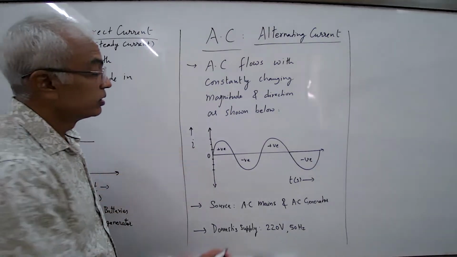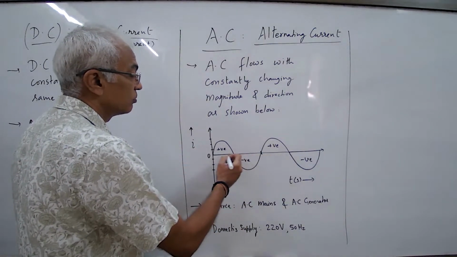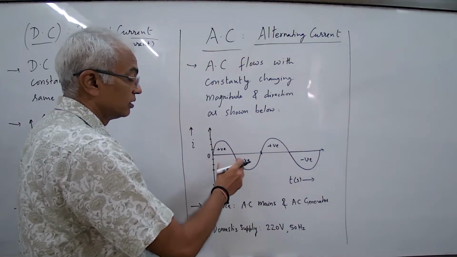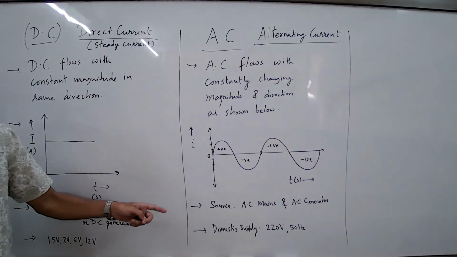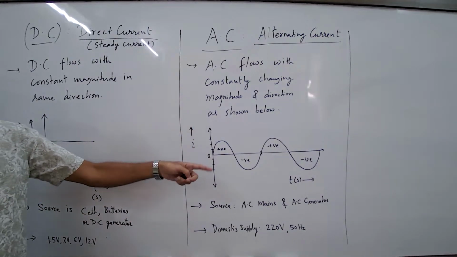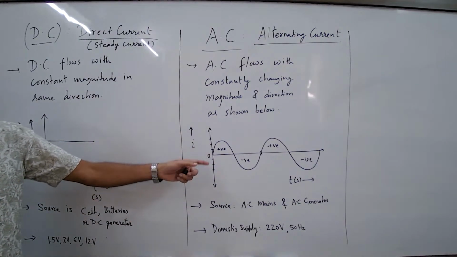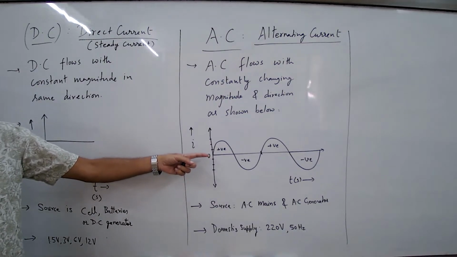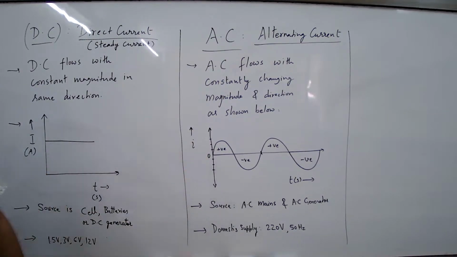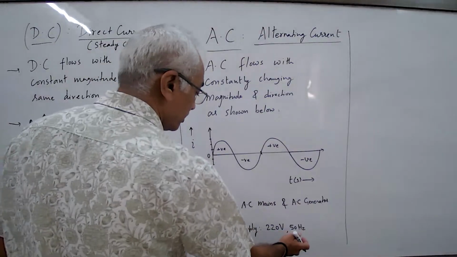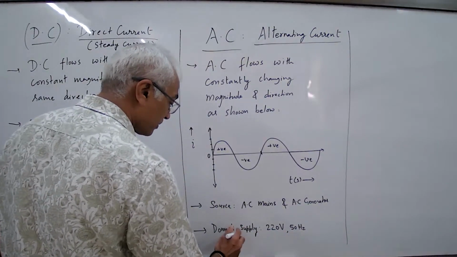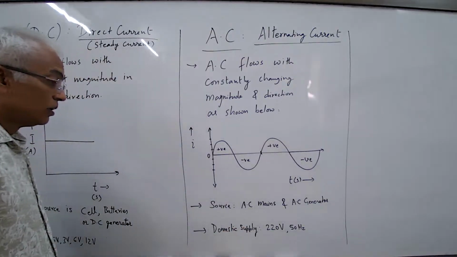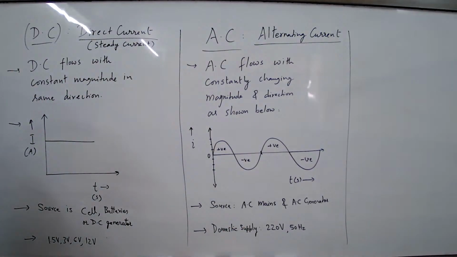But here, this kind of cycle, one positive, one negative makes one cycle. 50 such cycles in 1 second. So all alternating current switches its direction 100 times in a second. So this is the frequency and this is the voltage. Domestic. This is what it is.